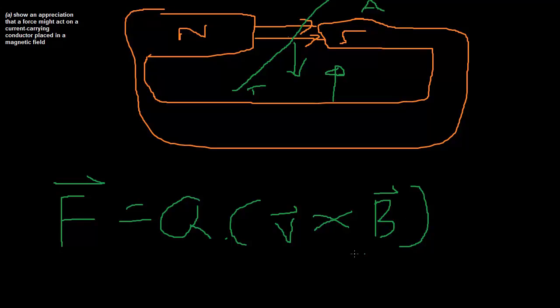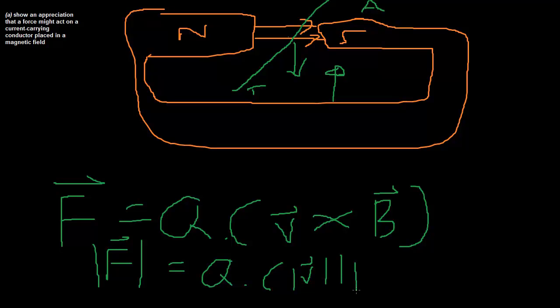The definition of cross product basically means that the magnitude of F will be equal to the charge, which is still a scalar quantity, times the magnitude of the velocity times the magnitude of the magnetic field times the sine of the angle between them.